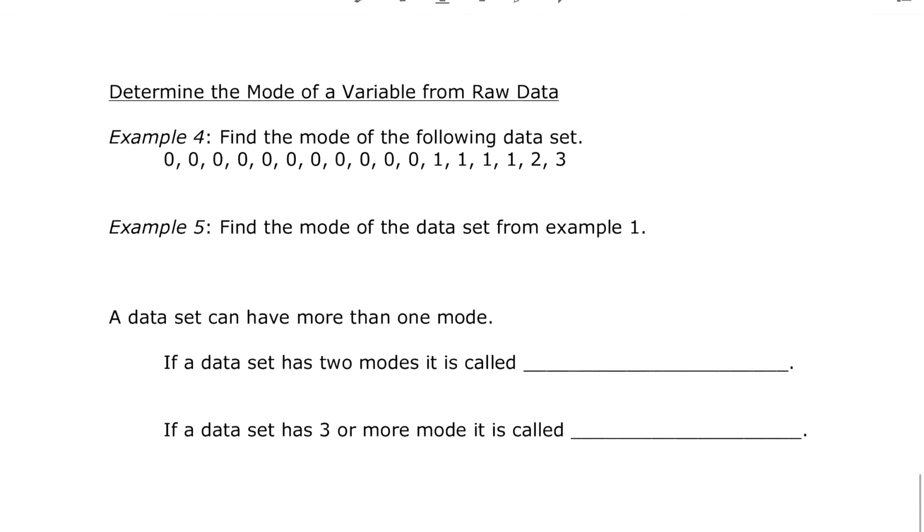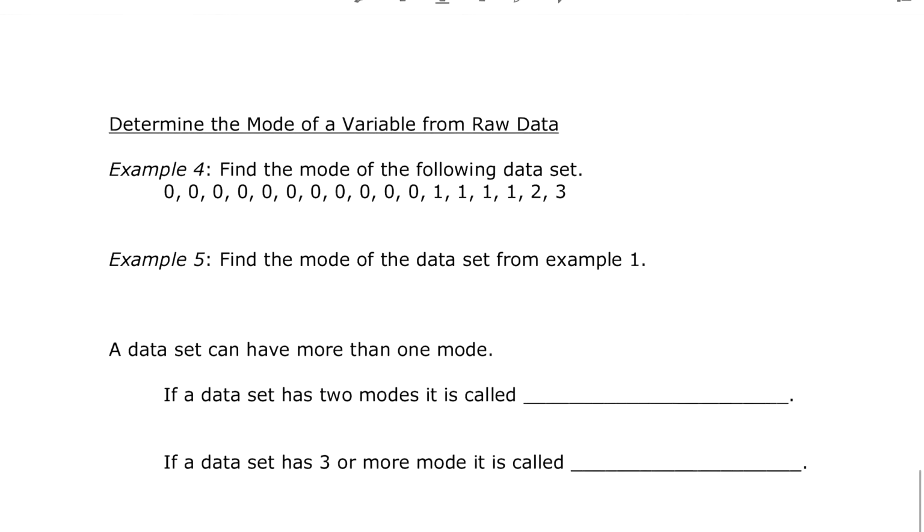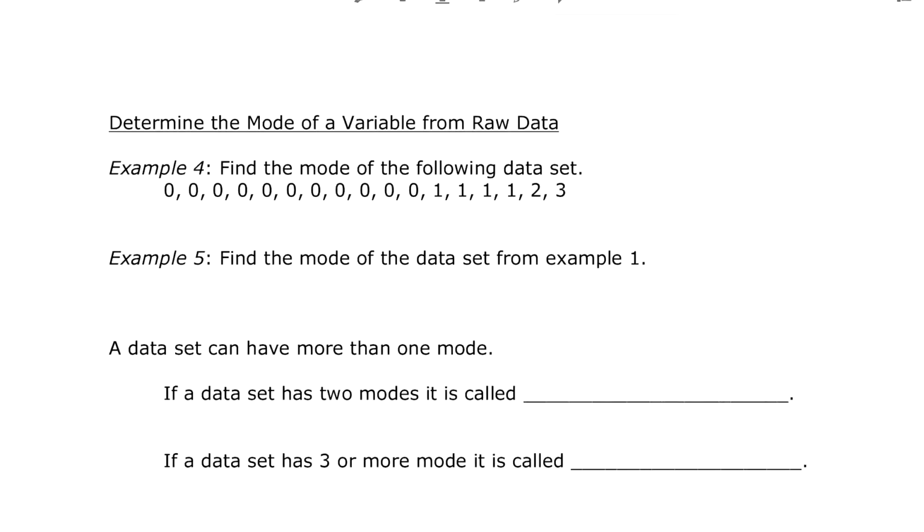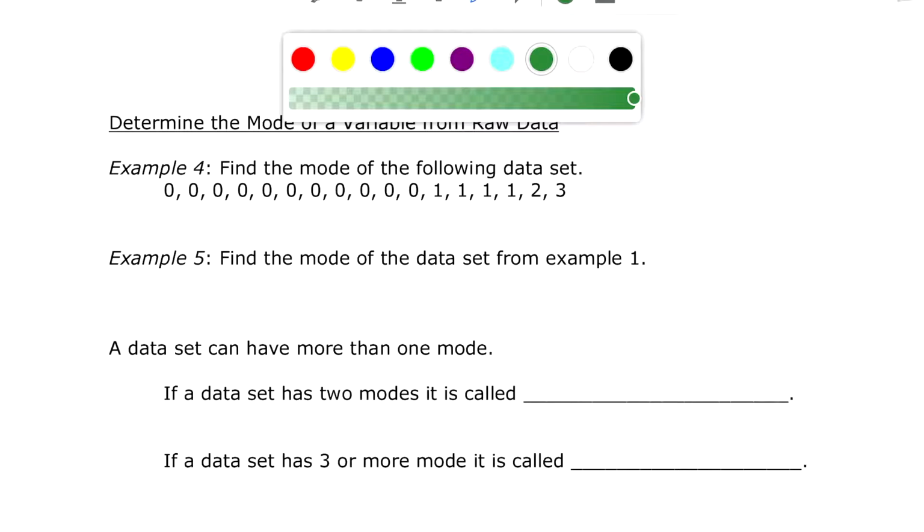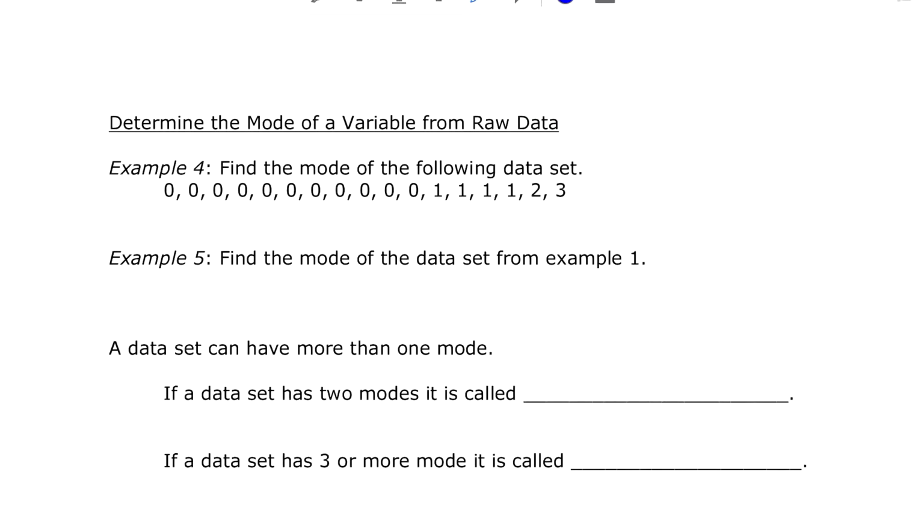So then finally what we're going to look at is how to determine the mode from a data set. So the mode is the outcome that occurs the most. So in this first example here, we're going to find the mode. We're going to look at which of these numbers occurs more than the rest. Well, for this first one, it's not too hard. It's 0. There's a lot more zeros than there are any other data value.